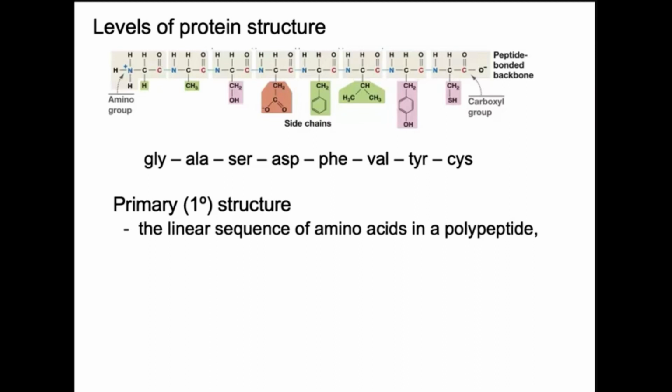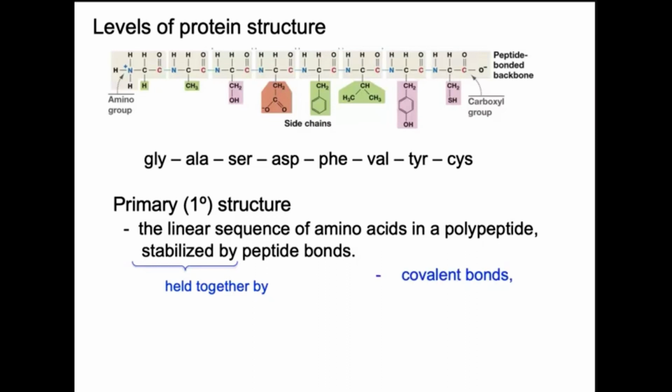So this is the linear sequence of amino acids in a polypeptide, and that's going to be different for a different protein, right? This level of structure is stabilized by peptide bonds. And I'll use that term stabilized a lot when we're talking about what holds together these structures. So stabilized just means what it's held together by. And it's held together by peptide bonds. The individual amino acids are covalently linked. So those are covalent bonds.